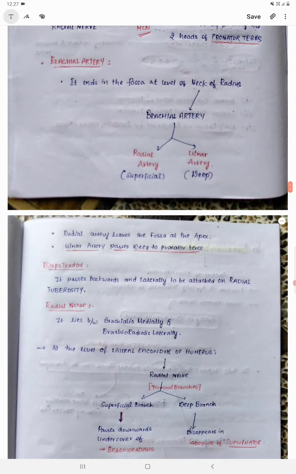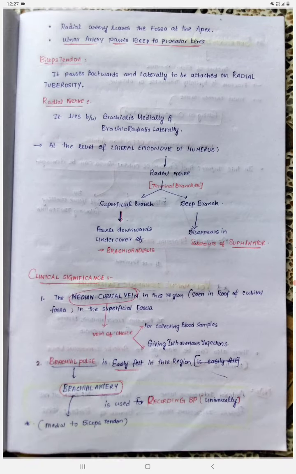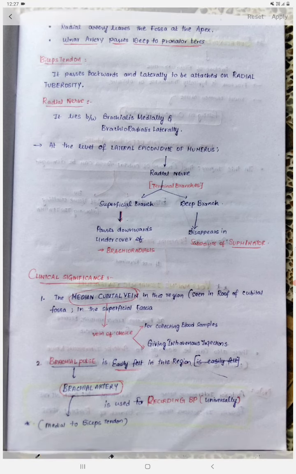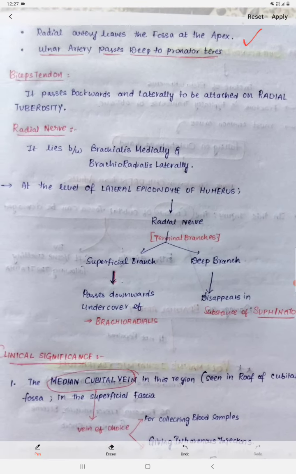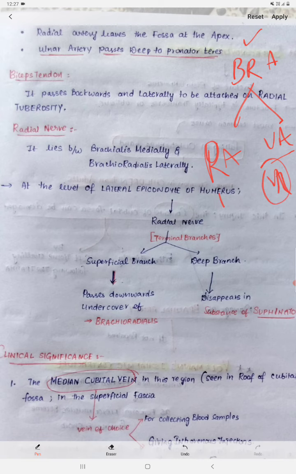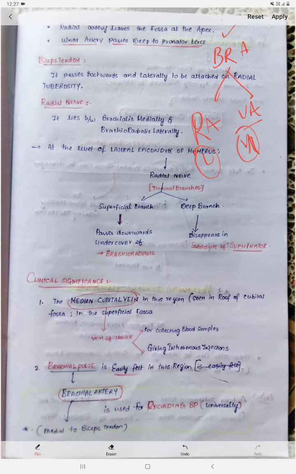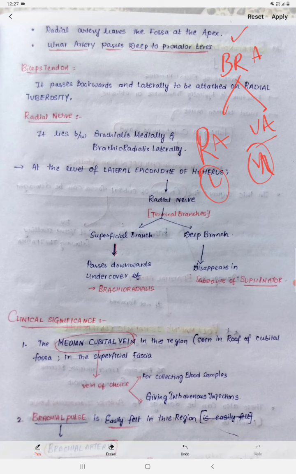We also completed the contents, first of all the brachial artery. Coming to the branches, the brachial artery has already divided into the radial artery and the ulnar artery. The ulnar artery is present on the medial side and the radial artery on the lateral side. The radial artery leaves the fossa at the apex. The ulnar artery passes deep to which muscle? This is also another MCQ. The ulnar artery passes deep to the pronator teres.